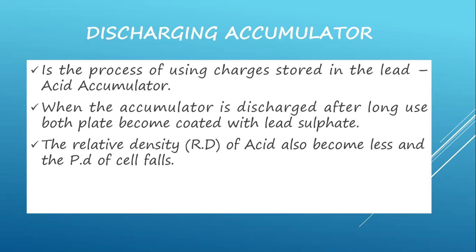Now let's see the discharging of the accumulator. Discharging is the process of using the charges stored in the lead acid accumulator. When the accumulator is discharged after long use, both plates become coated with lead sulfate, the relative density of the acid also becomes less, and the potential difference of the cell falls.